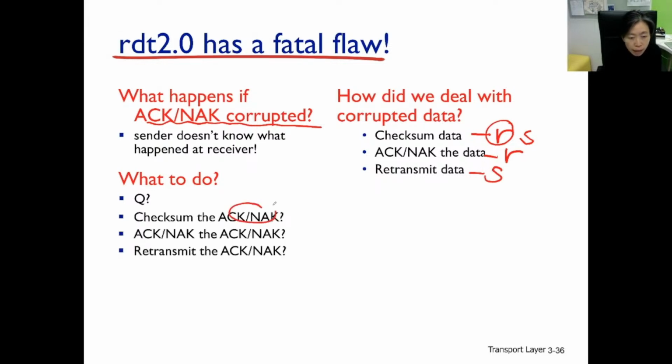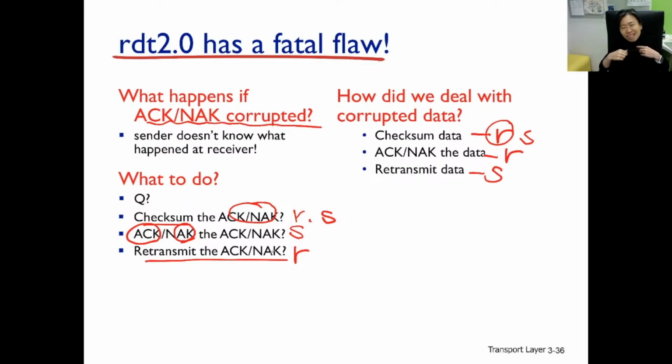So ACK, NACK corrupted. There's potential. So why don't we do checksum, okay, on the ACK, NACK? So receiver there adds checksum for the ACK, NACK. Sender there checks if the checksum matches. And sender, upon seeing a mismatch, sends a NACK for the ACK or NACK. If it's a match, sends an ACK for the ACK or NACK. Therefore, data receiver there can retransmit the ACK and NACK. Oh, makes sense.